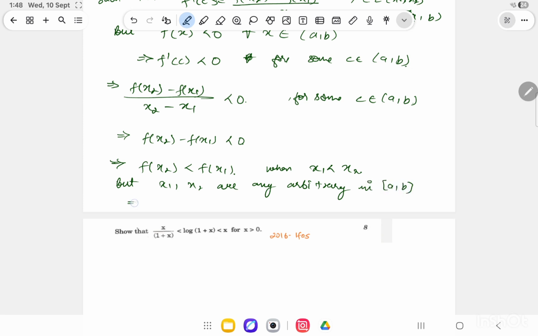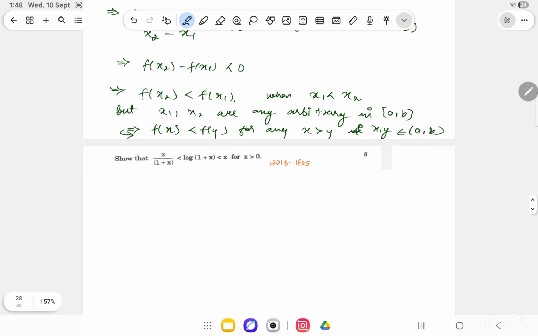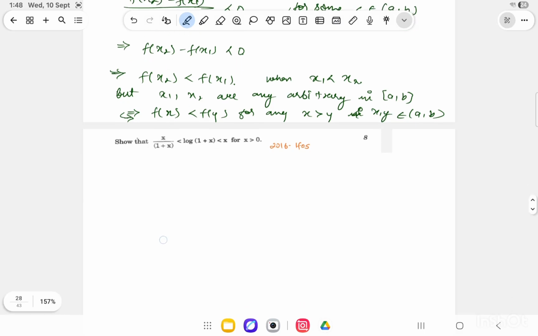So from here I can say that f(x) is less than f(y) for any x greater than y, where x and y are in the open interval (a, b), and this is basically the definition of a decreasing function in any interval (a, b). So from here we can see that f is basically a decreasing function. So let's move on to the next question.